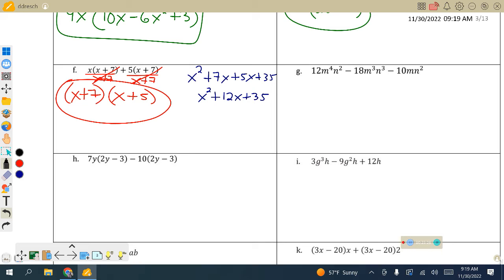Does this trinomial have anything in common? Doesn't have an x. 1, 12, and 35. Is there a number in there? No. Now we're stuck. We're going to talk about how we deal with that trinomial tomorrow. When you don't have a GCF, we have to change around our factoring skills, and that's where I hit you hard tomorrow.